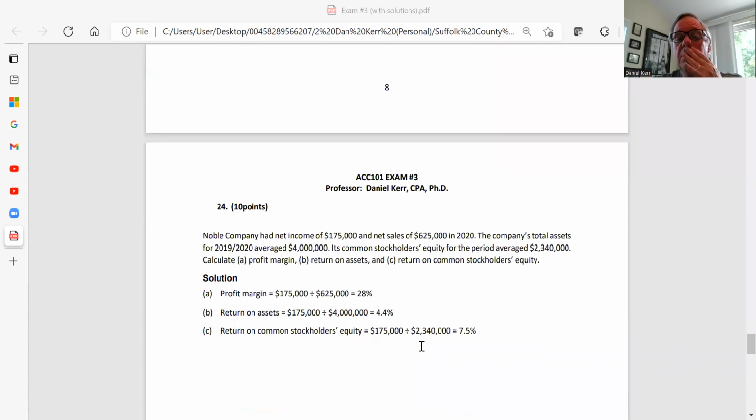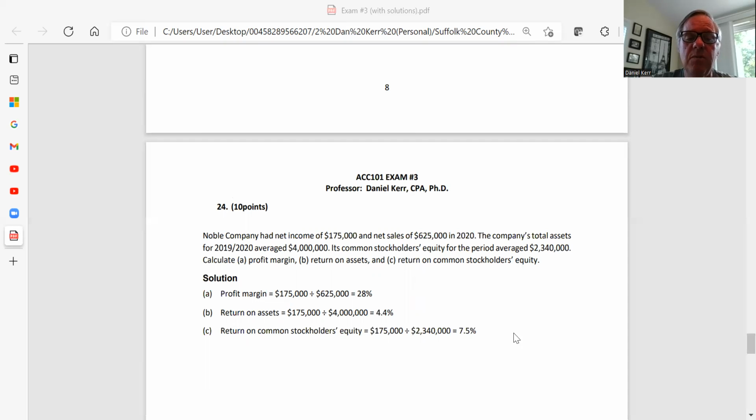And the last one, we just had to compute some basic ratios. Noble had net income of 175 and net sales of 625. They made this simple for us: they told us they averaged out the assets, and they were $4 million. Its common stockholders' equity for the period averaged $2,340,000. Calculate gross profit margin, return on assets, and return on stockholders' equity.